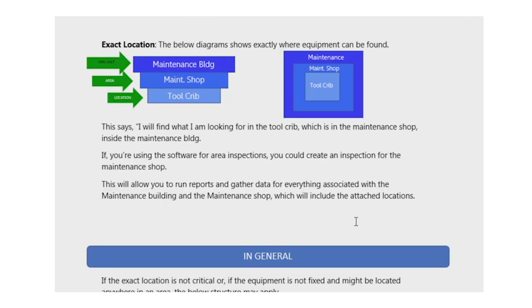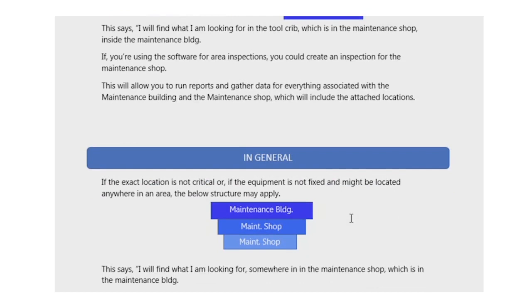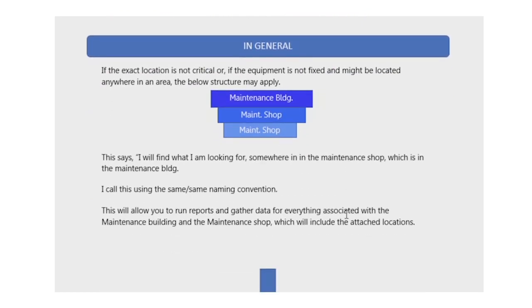The diagram in front of you shows a hierarchy where the exact location of the equipment can be found. It says that if I go to the tool crib that is located in the maintenance shop, which is in the maintenance building, I am going to find the equipment I am looking for. You can pull a report by the maintenance building, and you can also set up an area inspection of the maintenance shop.